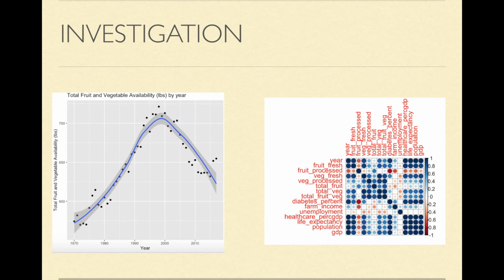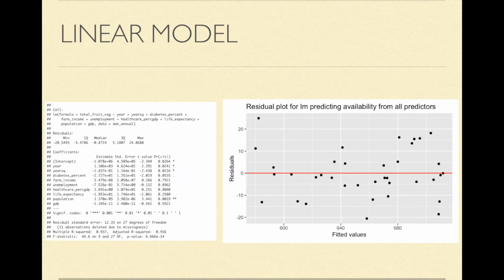In fitting a linear model, I noticed that the trend of availability over time was not linear and that many predictors were correlated, so I had to proceed with caution. In the full model, I obtained an R-squared of 0.916, which is quite impressive, but may be due to overfitting on the small sample of only roughly 40 observations.